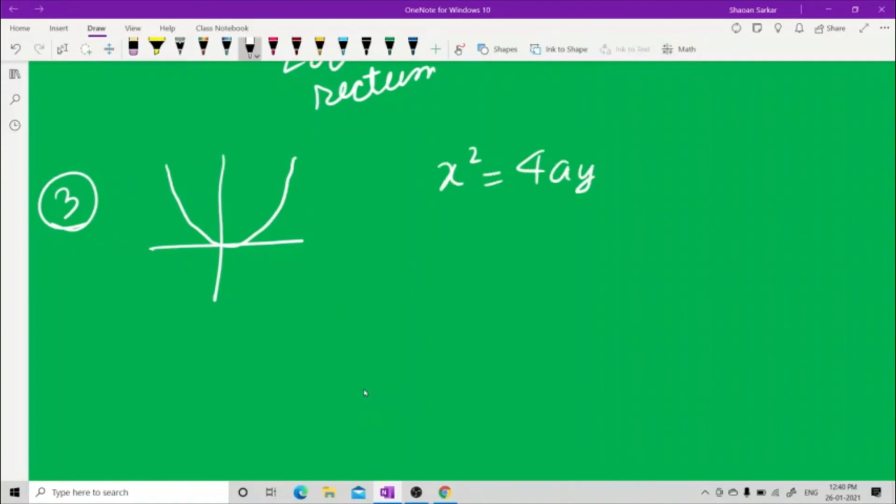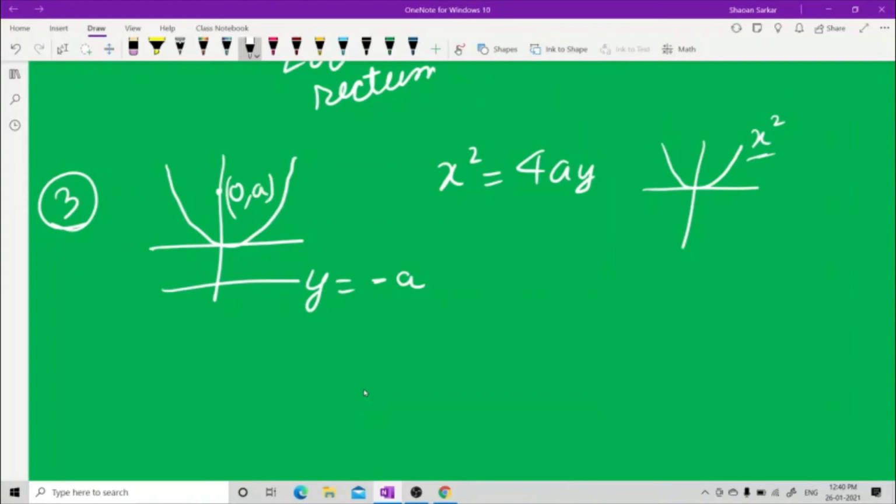So basically, in the first and the third diagram, I was doing this type of equation. I hope you remember, only x square is a parabola, not x to the power of 4. So I was drawing this parabola. Now this is y equals minus a, and this point is 0 comma a. This is the focus, and a line perpendicular to this is called the latus rectum.